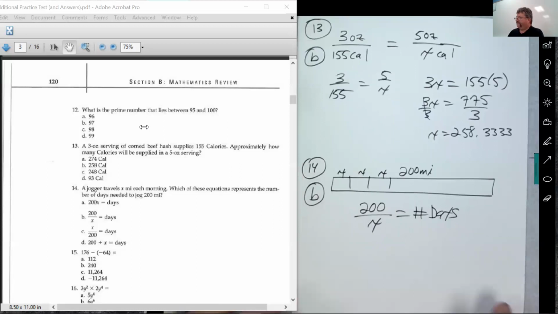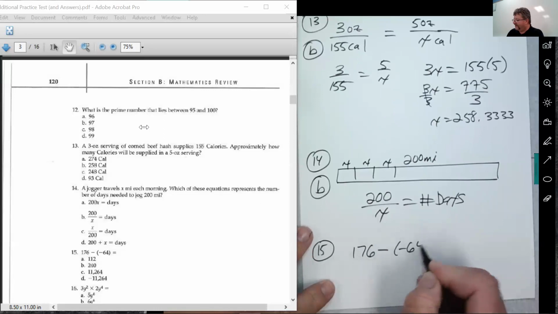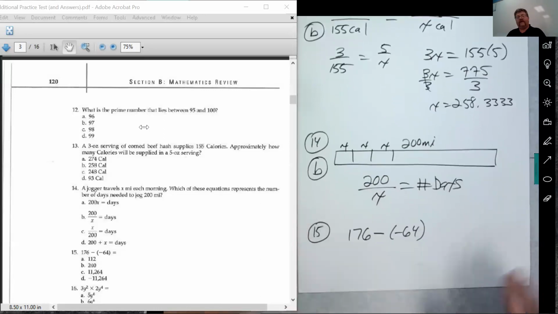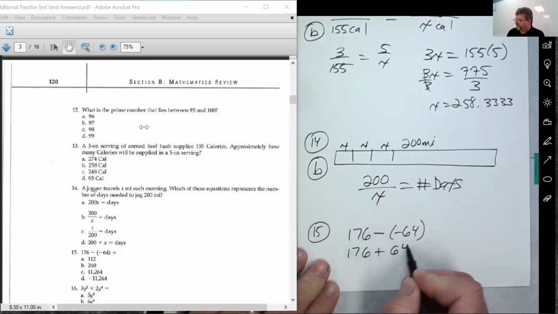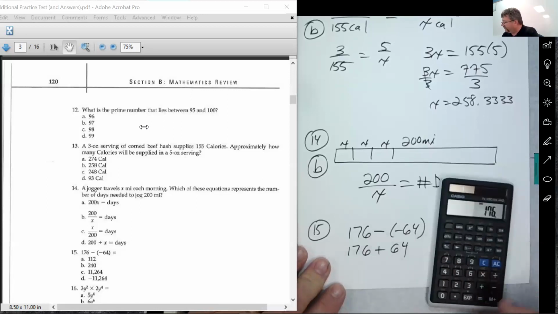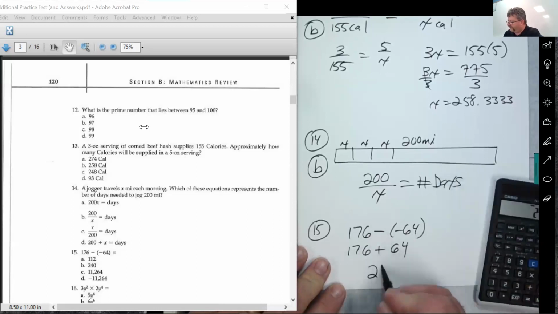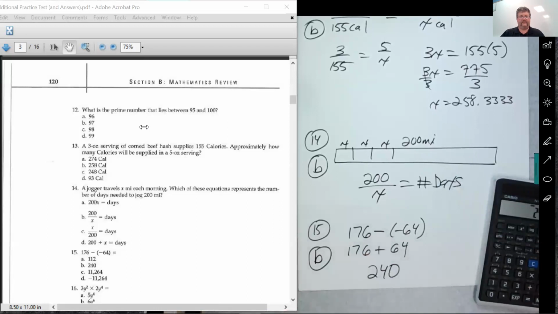Okay, 15. Right out of arithmetic here. Oh, baby. 176 minus negative. Minus negative, as I say in my algebra classes, is our best friend. It looks god-awful, but it's really easy because minus negative becomes plus positive. So it's really just 176 plus 64. We don't even need a calculator, but why not? It's here. We get 240. Okay, if we check out our choices there, choice B is 240.